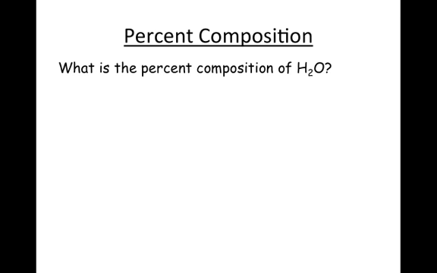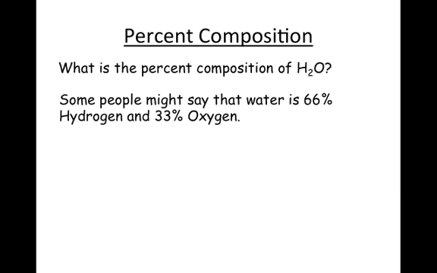What is the percent composition of water? Well, here's the thing. Percent composition can be defined in many ways. For example, in this water molecule, there are 2 hydrogens and 1 oxygen. And so some people might say that water is 66% hydrogen and 33% oxygen, which would technically be correct because there's 2/3 hydrogen atoms and 1/3 oxygen atom. And so that is a correct assumption and a correct analysis of water.